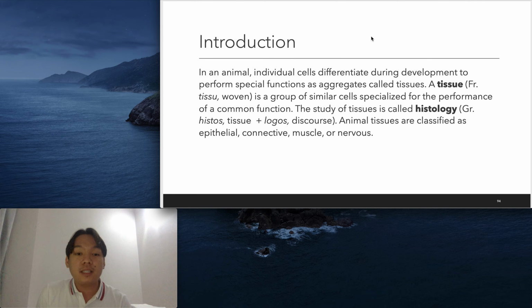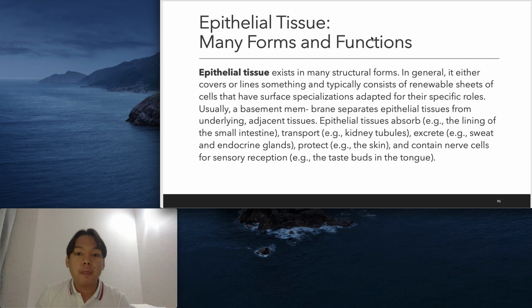So the tissue is an aggregate of cells. Histology is the study of tissues, and they are classified into four different types of tissues: epithelial, connective, muscular, and nervous. They perform certain functions, and the first one is the epithelial tissue. It has many different forms. The most typical function of your epithelial tissue is that they are basically differentiated according to their function.